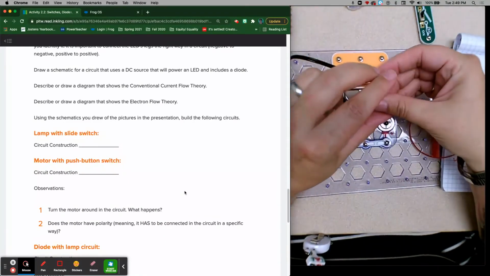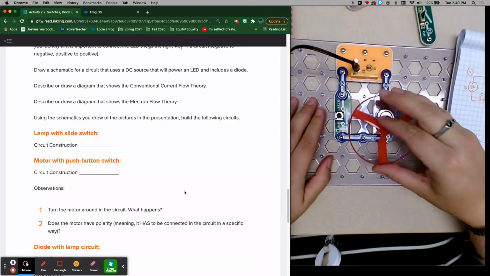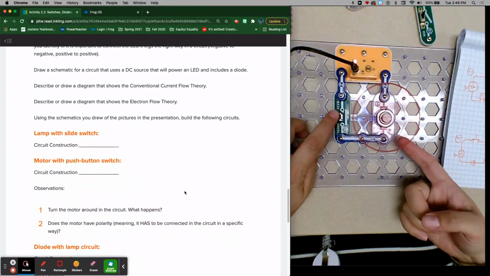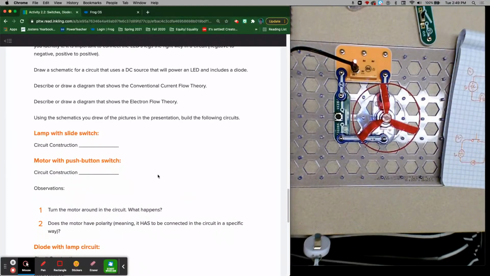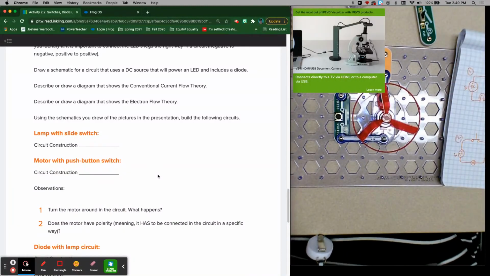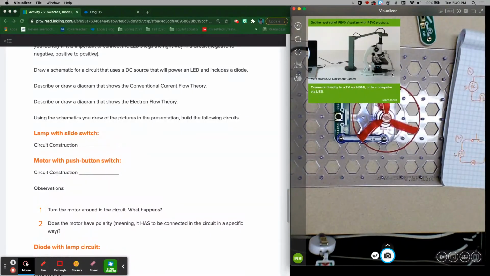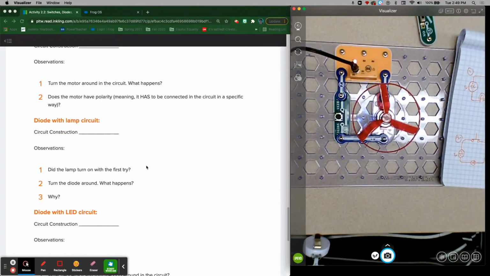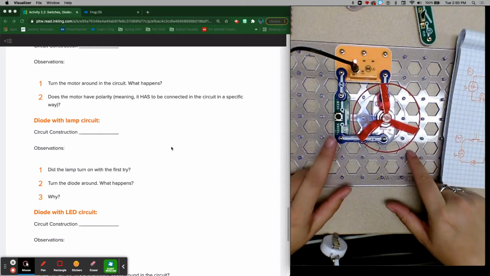So the first question, turn the motor around in the circuit. What happens? Does the motor still work? Does the motor have polarity? Meaning it has to be hooked in a specific way in order for it to work. Tell me what you think. The next one is the diode with the lamp circuit. Again, make sure you take a picture of this before you disconnect it. You'll need it for your assignment.